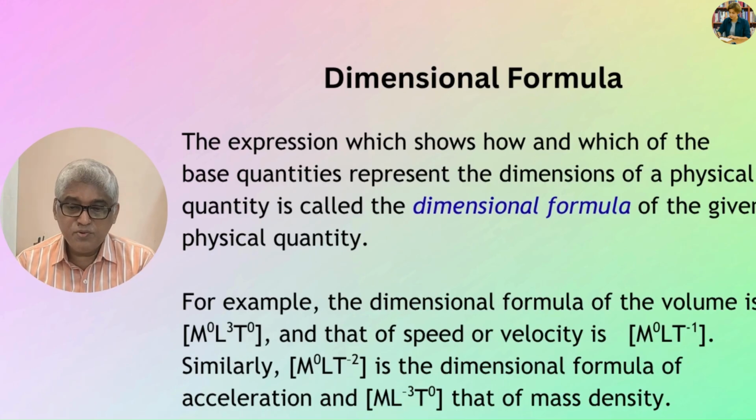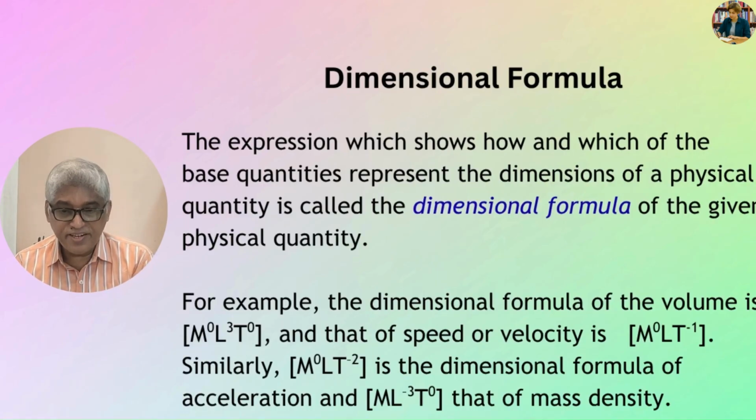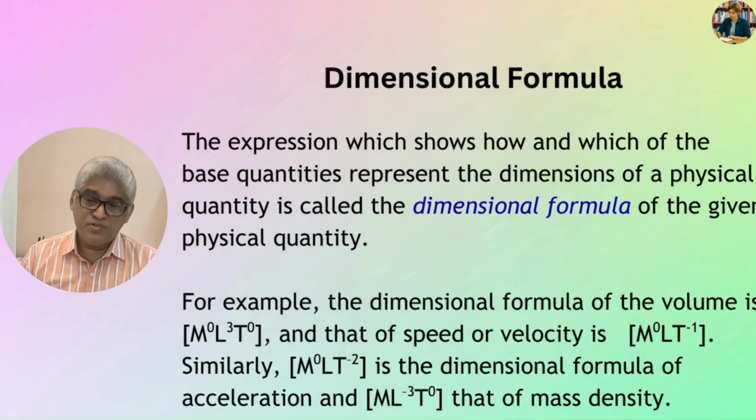So mass is raised to 1, and volume is L raised to 3, but it is in the denominator, so L raised to minus 3. As there is no time, t is raised to 0. So mass density is represented as M raised to 1, L raised to minus 3, T raised to 0.